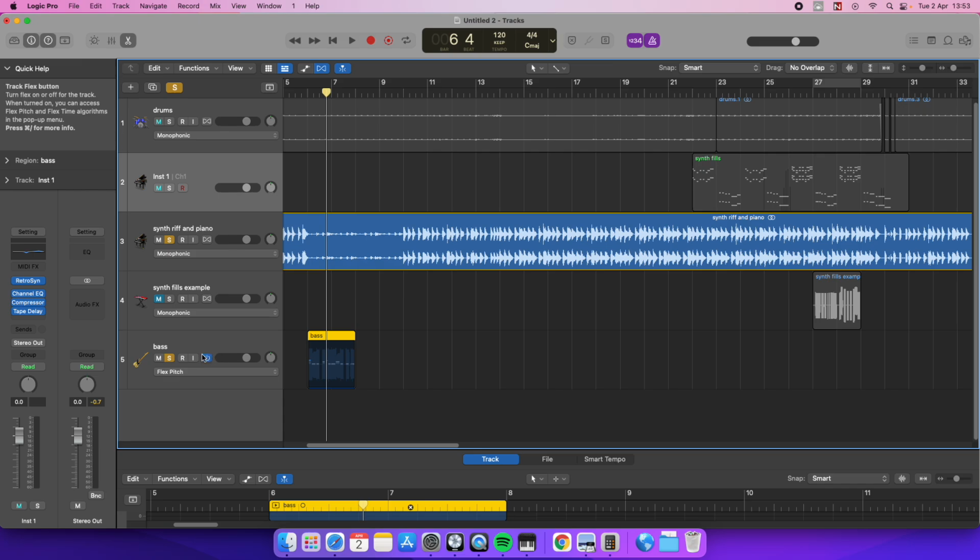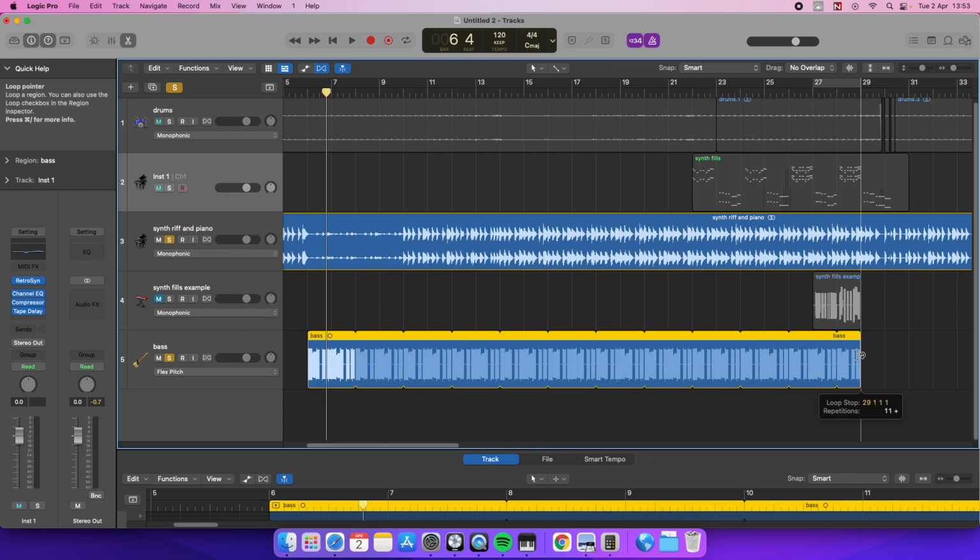Or what we could do, we could loop it. Watch this. Let's loop it to bar 29. Is it 229, including 29? Must be 2. There. There we go.